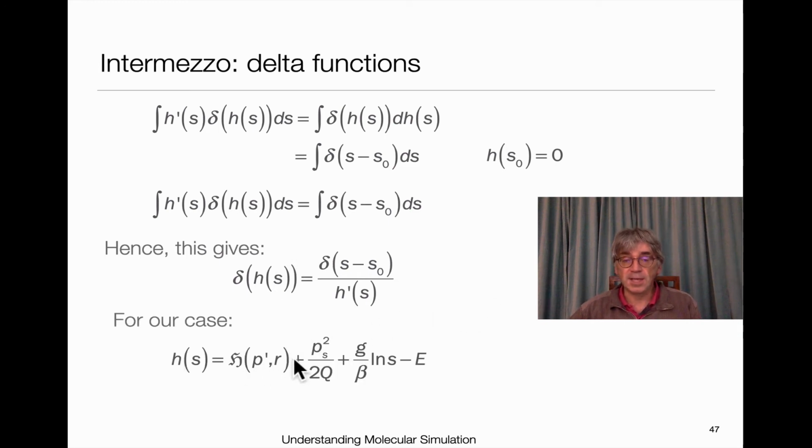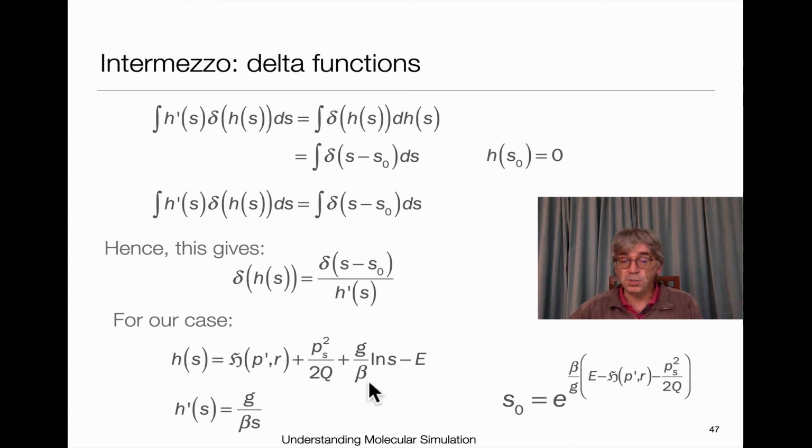So for our case, we have a few of those terms where we would like to see the derivative. And what is then very important is to look at this logarithm. So H prime, if we take the derivative here, because of the logarithm, is 1 over s, because the other terms do not depend on s.